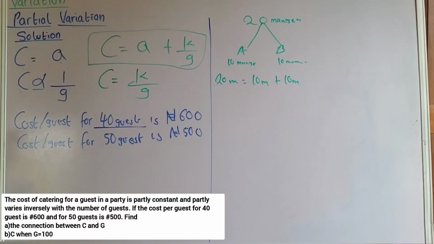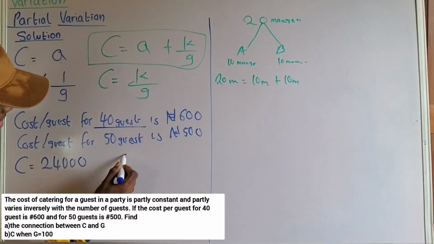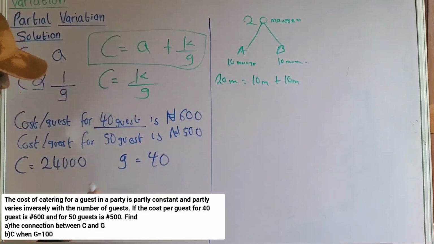Now, the cost of a single guest is 600 naira. Now we are entertaining 40 guests. That means I'm going to have 40 times 600, right? That is 24,000 naira. So the C is 24,000 naira when the guest is 40. Are you getting it?